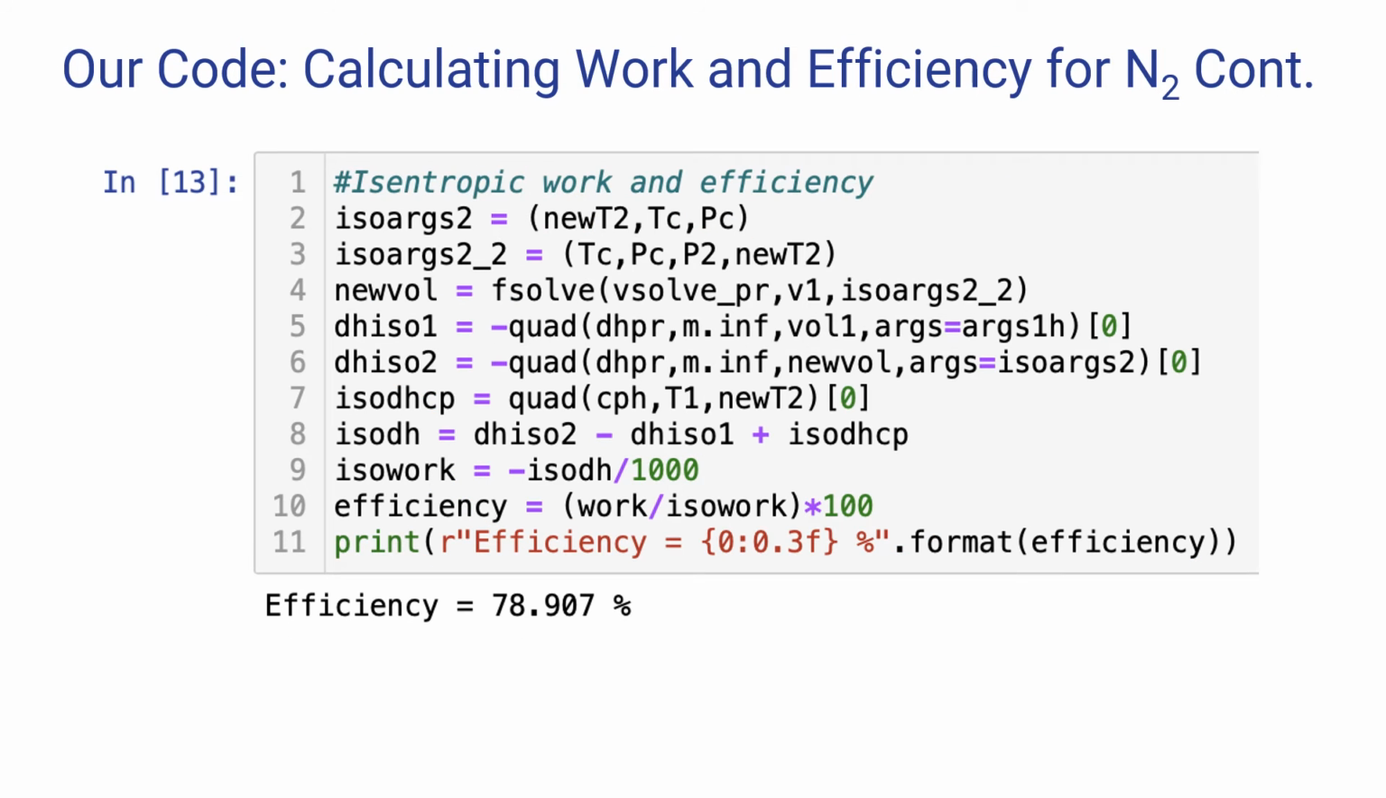Using the isentropic final temperature, we can then calculate the reversible work similarly to how it was done before. We can then divide the real work done by the turbine by the isentropic work to get the efficiency of the turbine, which we got to be 78.9%. This matches up nicely with the example that was done in class.